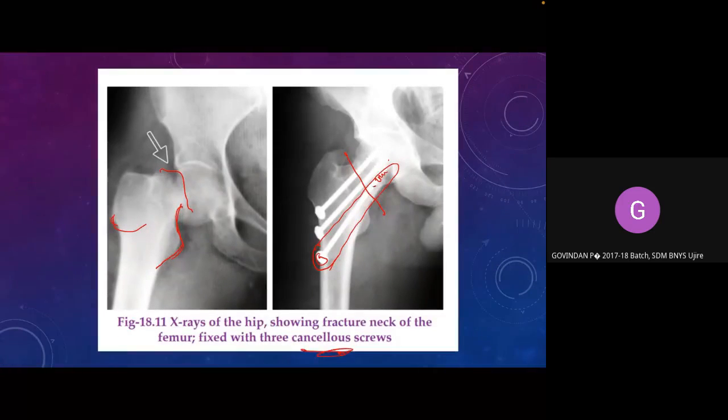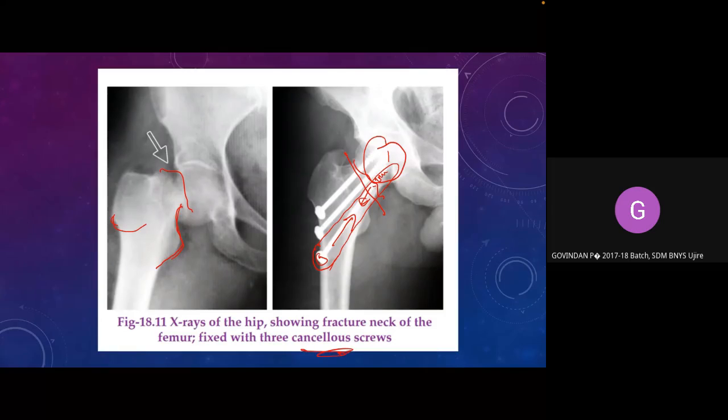When you tighten this screw, this is holding the head, and as you tighten, this is acting as a compression force for the fracture. So the fracture is compressed. So these are called lag cancellous screws. They lag and pull the other fragment towards itself and cause a compression in the fracture site.